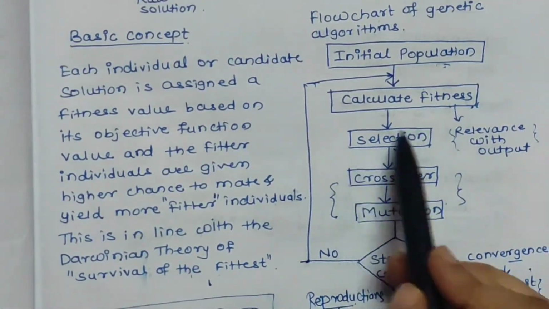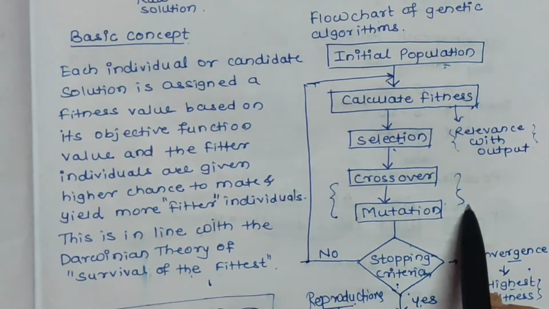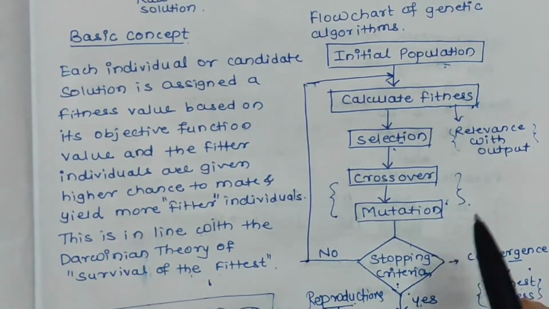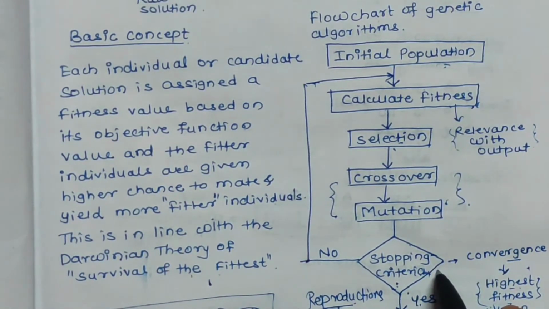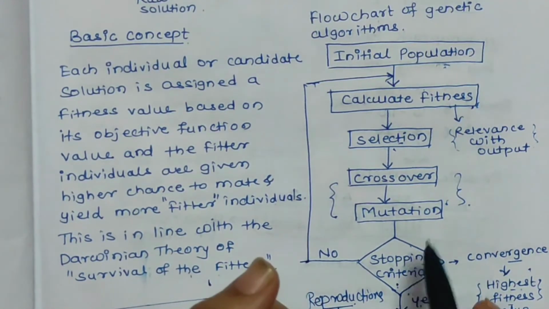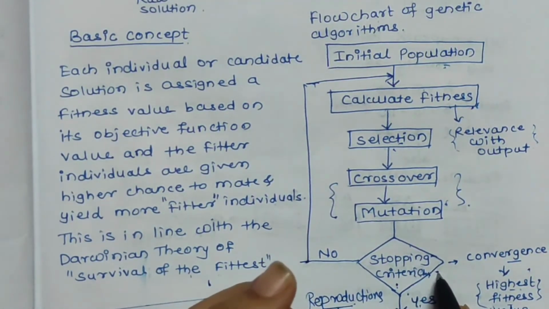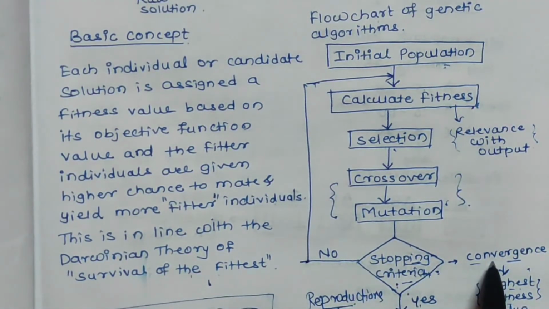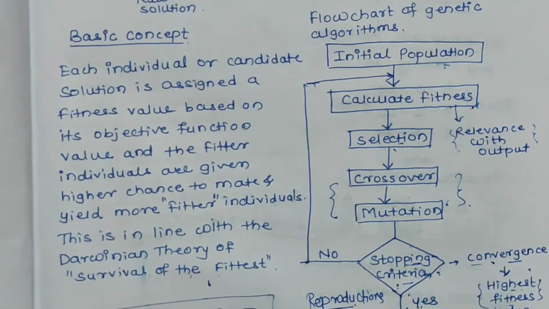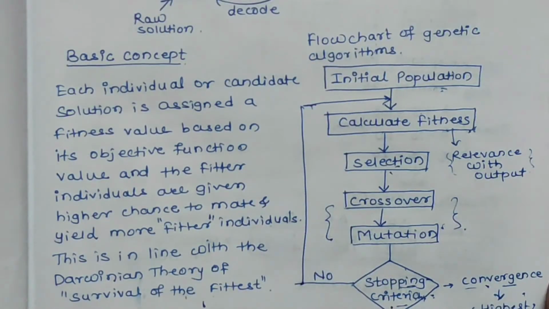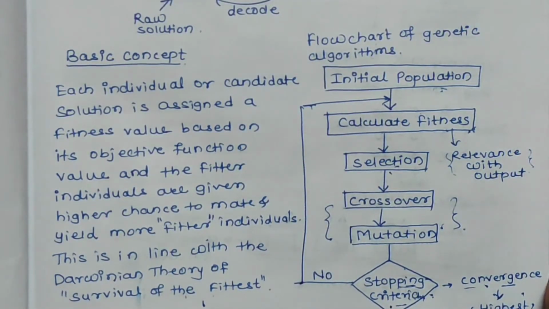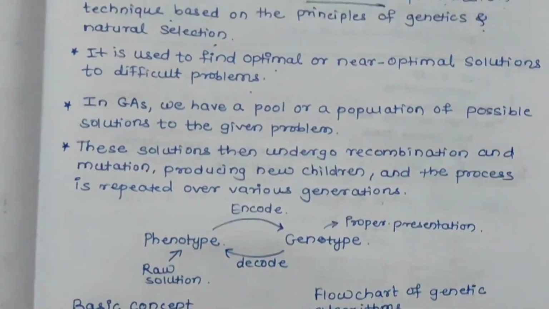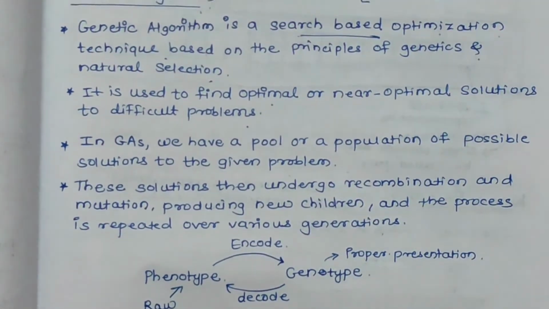The selected solutions undergo crossover and mutation steps to give more appropriate solution or more optimal solution, and this process is repeated until we get the stopping criteria or convergence. So this is the basic idea behind genetic algorithm. That's all for this video. In this video we discussed the basic concept of genetic algorithm and the flowchart of genetic algorithm.